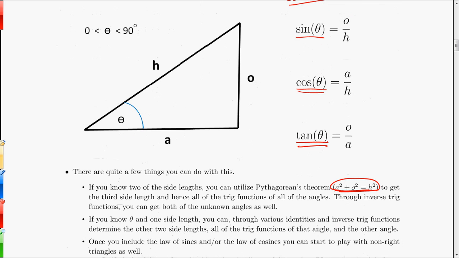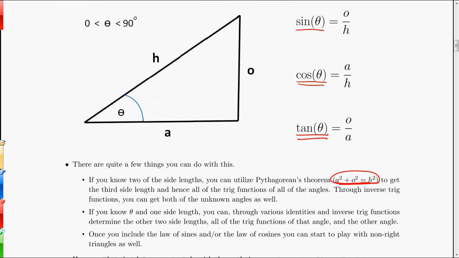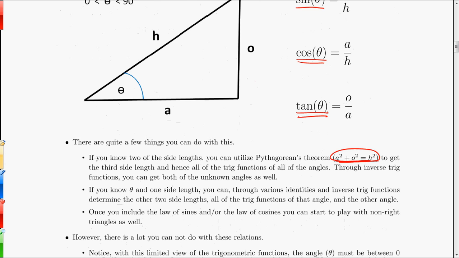But there are a few things you can't. Once you include the law of sines and the law of cosines, you can start playing around with non-right triangles. If you remember the law of sines and cosines, they're not particularly trivial to remember, but they're not so bad. And they're both derived by taking a non-right triangle and maybe breaking it up into 2 right triangles.